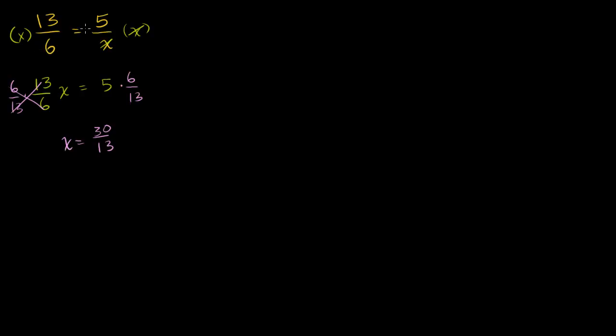Let me write that out. Let me just rewrite the problem. The original problem was 13 over 6 is equal to 5 over x. You might sometimes immediately see someone go to 13 times x is equal to 5 times 6. And it might look like magic. How does that work? Why does that make sense?